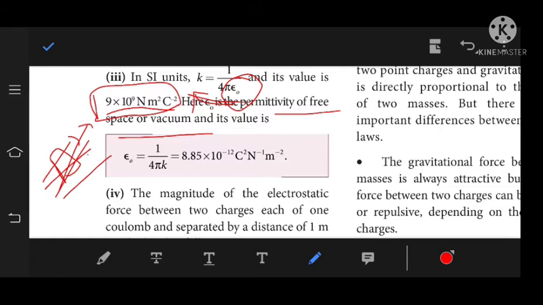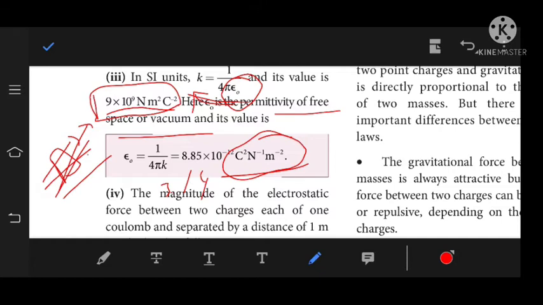How do we substitute all these values? We know that 4 and pi are constants, pi equal to 3.14, and k is 9 into 10 power 9, a constant value. By substituting, we get 8.85 into 10 power minus 12 Coulomb square Newton power minus 1 meter power minus 2. You have to write this also.